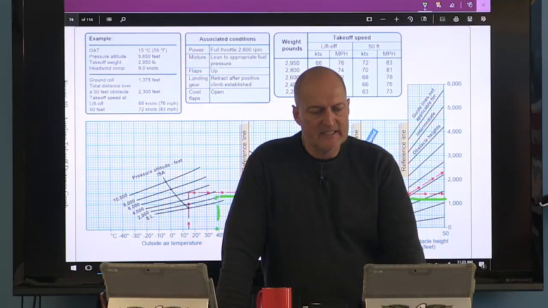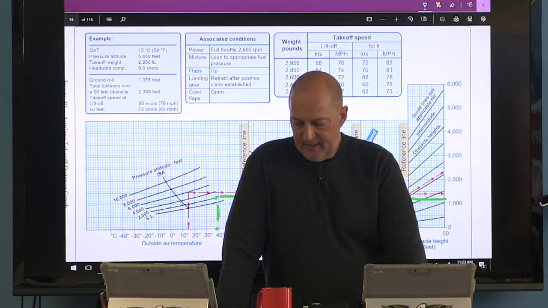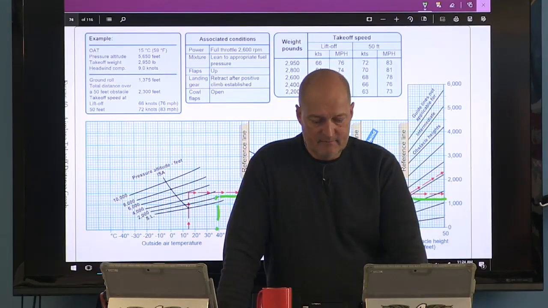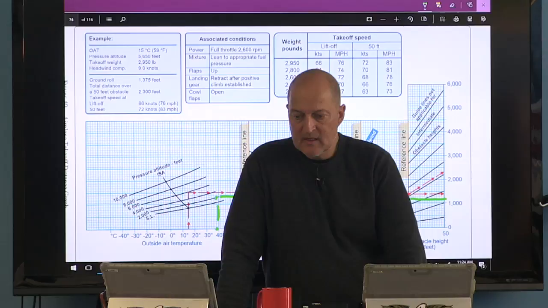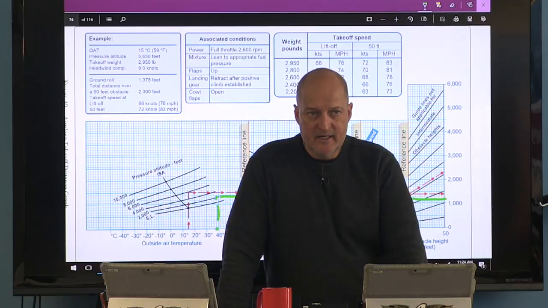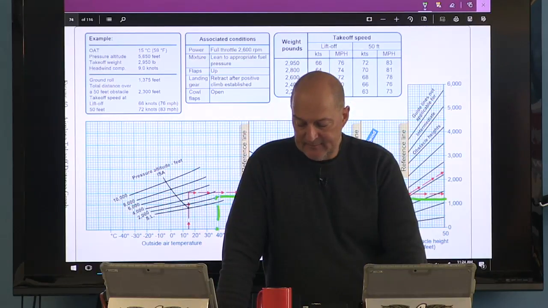The variables are as follows. Outside air temperature, 95 degrees Fahrenheit. Pressure altitude, 2,000. Takeoff weight, 2,500. Headwind, 20 knots.